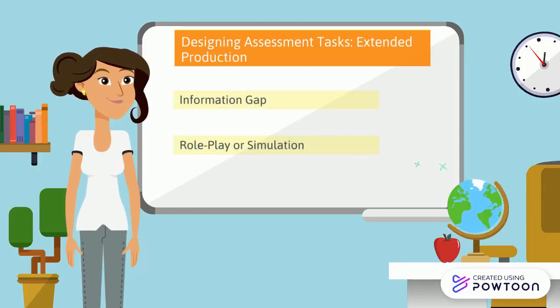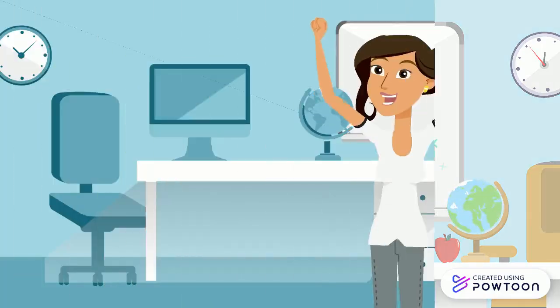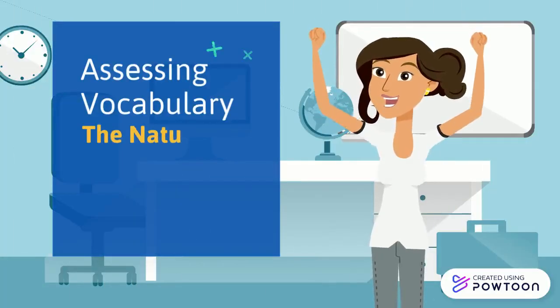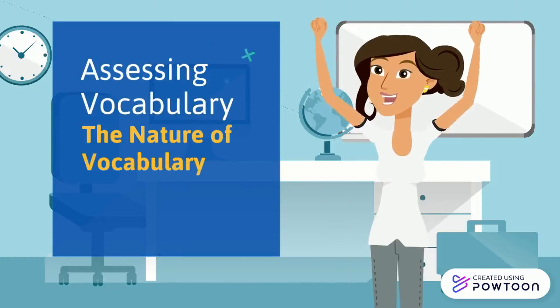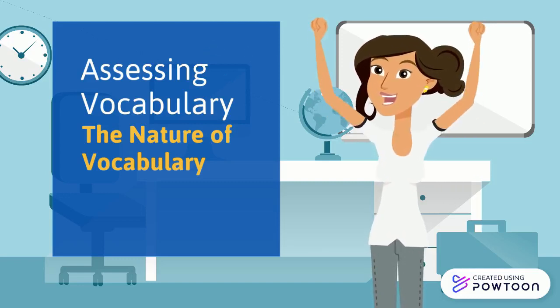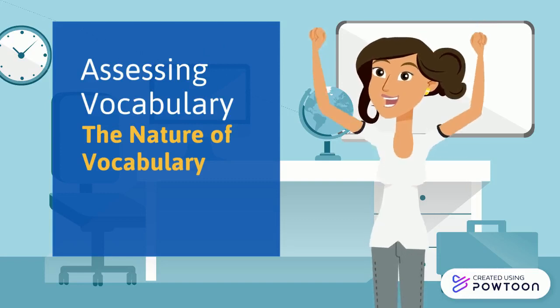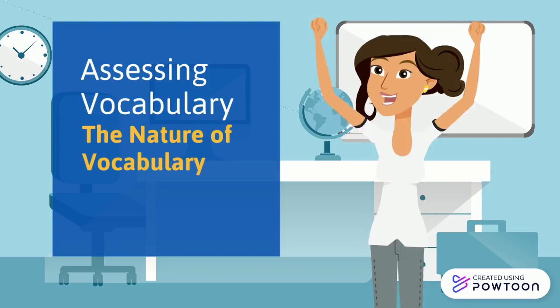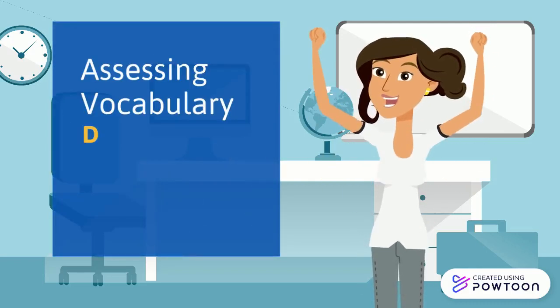And now we have assessing vocabulary. For this we first need to understand the nature of vocabulary, meaning that words can be categorized as tokens, types, function words, and content words, as well as some lexical phrases such as polywords, institutionalized expressions, phrasal constraints, and sentence builders. And then we need to define the lexical knowledge.